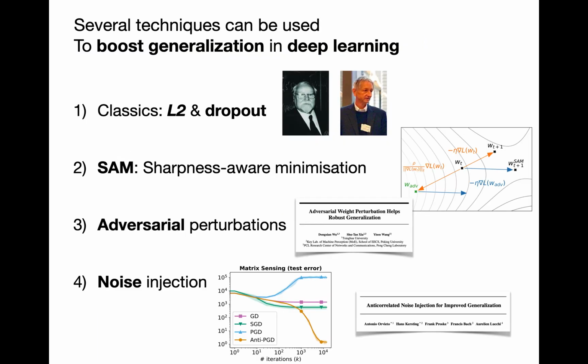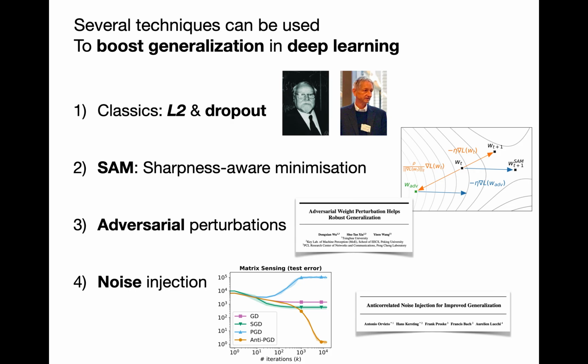There are several techniques that can be used to boost generalization in deep learning. There are classical approaches such as L2 and dropout, but also more modern approaches such as sharpness-aware minimization and adversarial perturbation. One technique that is very dear to us is noise injection. Noise injection can be used for several problems during training, such as avoiding saddle points and boosting generalization.